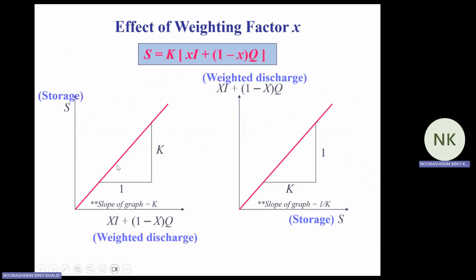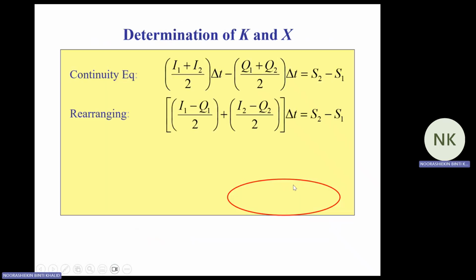Right. So there are two graphs. We call this one where we find out the effect of weighting factor X. Both are the same graph but in different axes. You just get the K also different. The slope, they are just different between the slope. K equal to 1 over the slope. So determination of K and X.